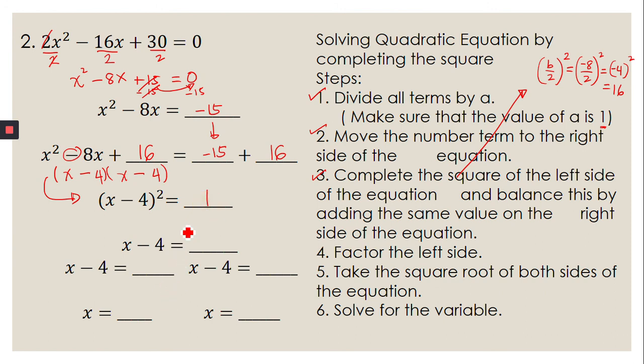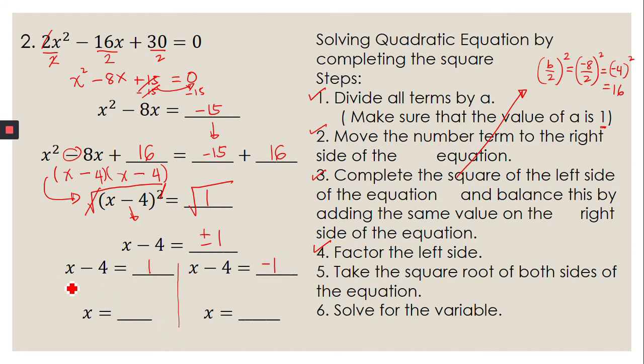Okay. Next step is take the square root of both sides of the equation. Why are we doing that? So we can eliminate the exponent 2 here. So you have x minus 4 equals square root of 1, which is plus minus 1. Right? Since you have two values, one positive and one negative, we have to split that by creating two equations, one for positive 1 and one for negative 1. Okay, and then we have to solve for x.